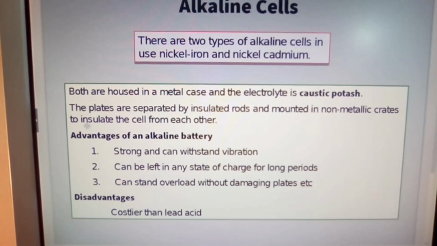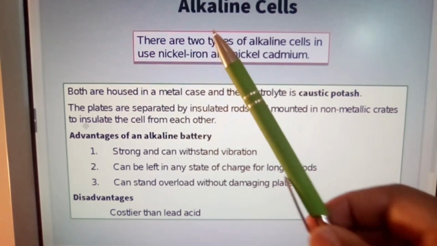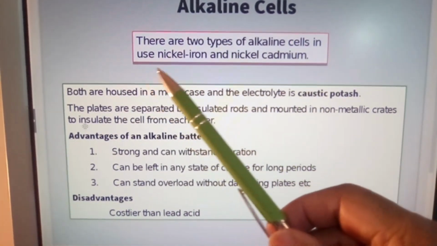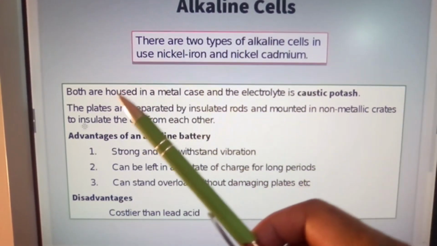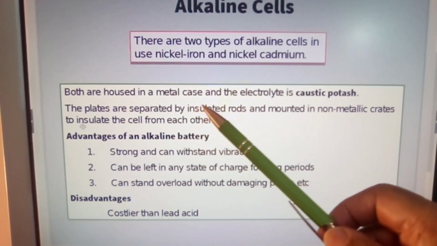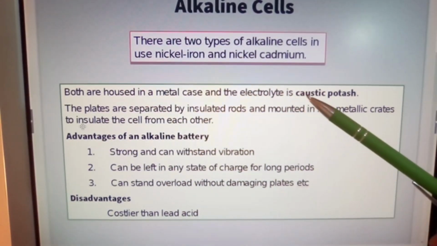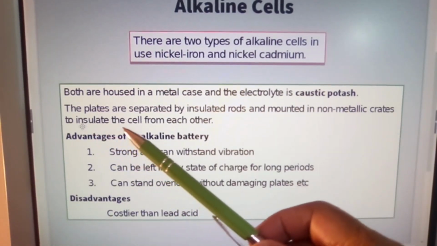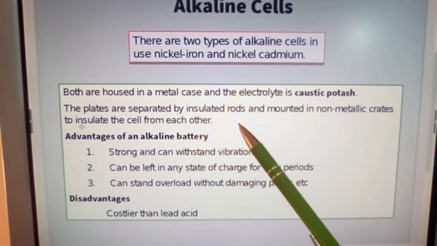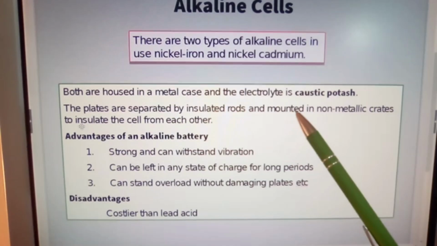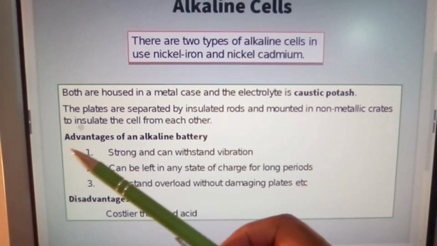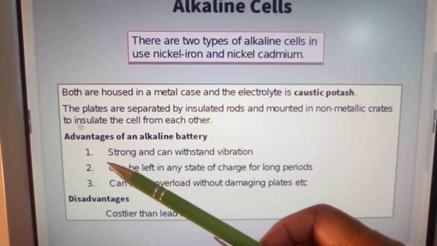Alkaline cells. There are two types of alkaline cells in use: nickel iron and nickel cadmium. Both are housed in a metal case, and the electrolyte is caustic potash. The plates are separated by insulated rods and mounted in non-metallic crates to insulate the cells from each other.